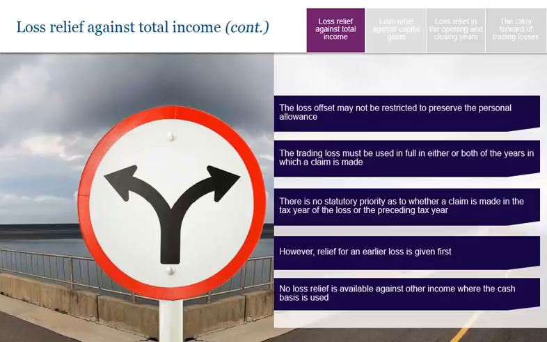This sideways relief, I don't really like that phrase, but others do. This sort of pushing sideways of relief against income in other years is not available if the cash basis is used.